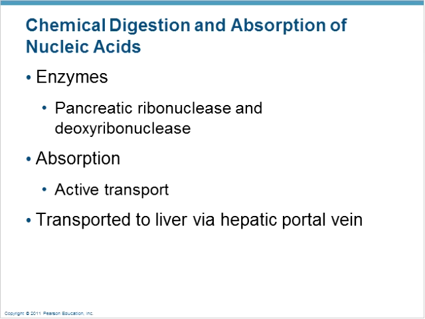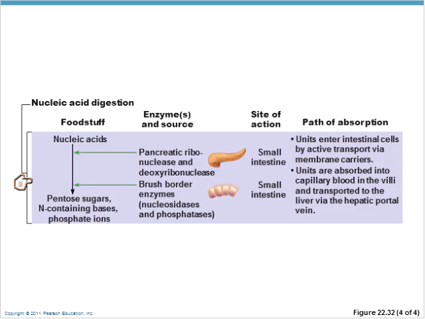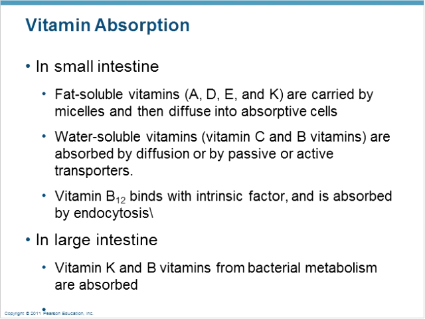We talk about enzymes. We have pancreatic ribonuclease and deoxyribonuclease. And then we have absorption, which is active transport, which is transported to the liver via the hepatic portal vein. So this is the breakdown of nucleic acids through enzymes and absorption, enzymes via the pancreatic ribonuclease and the deoxyribonuclease, and absorbed by active transport to the hepatic portal vein. And this takes you to that process of nucleic acid breakdown.